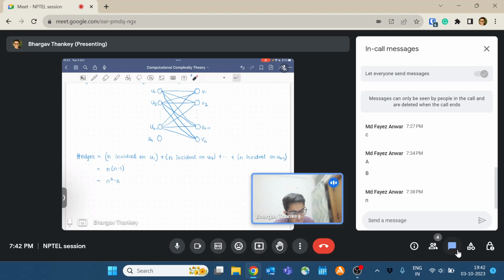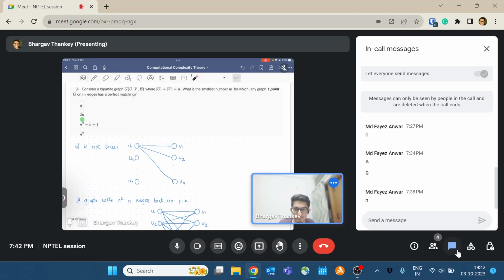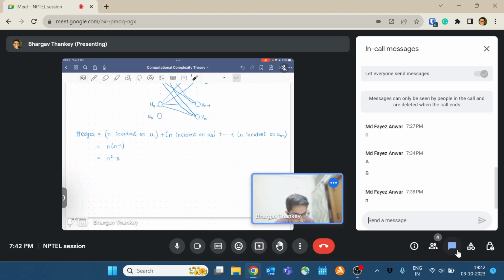And this graph has no perfect matching because there is nothing to match with Un, right? So there exists a graph with n square minus n edges, but no perfect matching. So the minimum possible number is n square minus n plus 1. But we need to show that every graph with n square minus n plus 1 edges will have a perfect matching. Okay, so now let's show that.